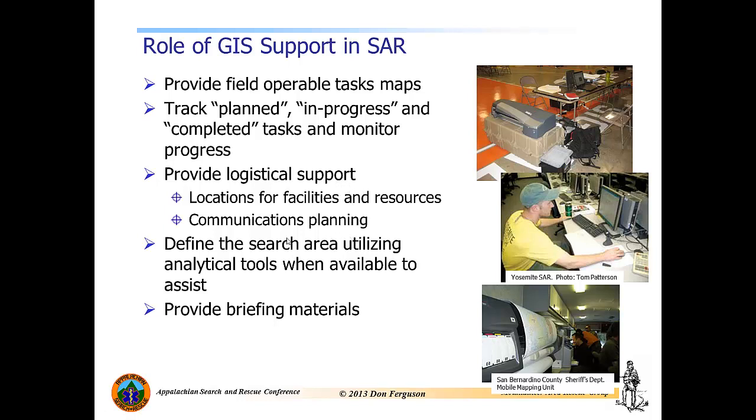And because search and rescue typically involves large geographical areas, we can leverage our understanding of lost person behavior and terrain analysis to help us prioritize the search area. And finally, we need to be able to communicate information to other searchers and staff, as well as family members, the media, and the public.